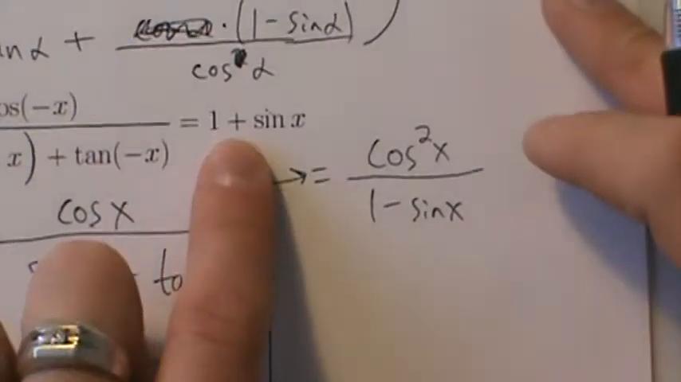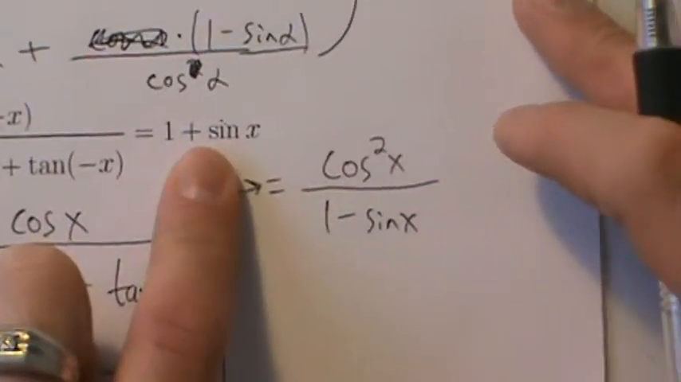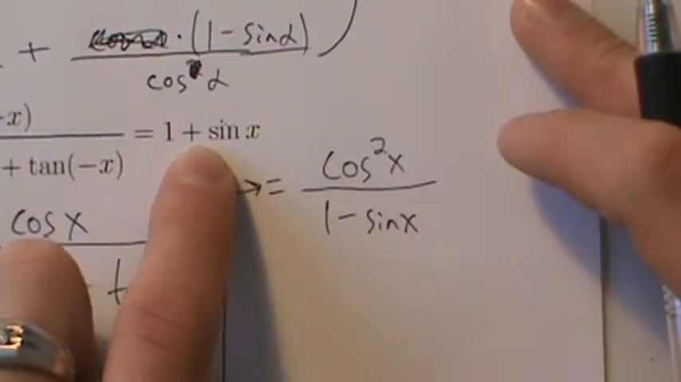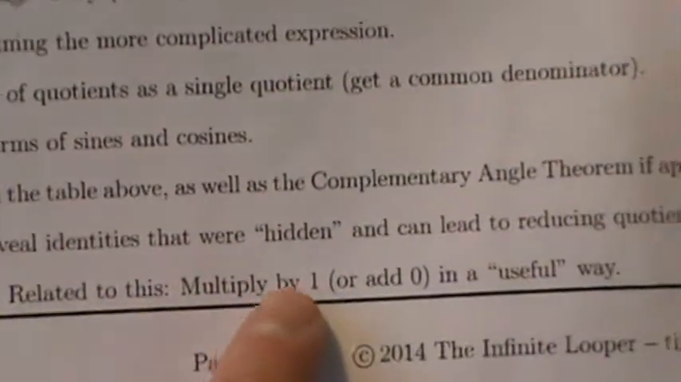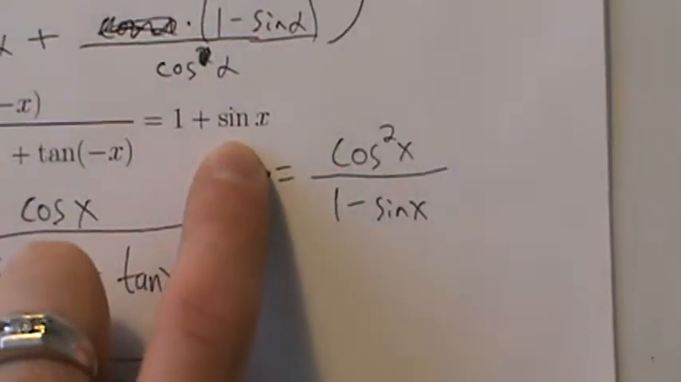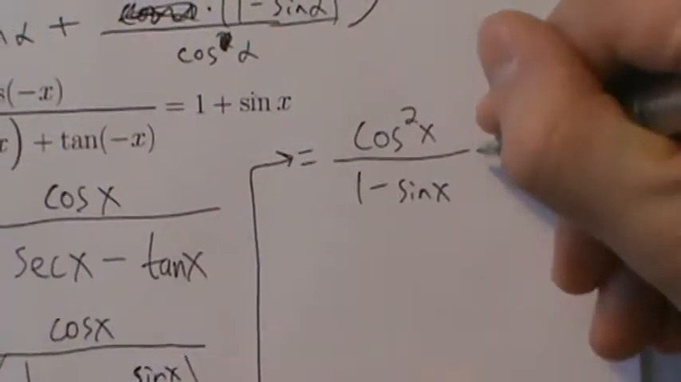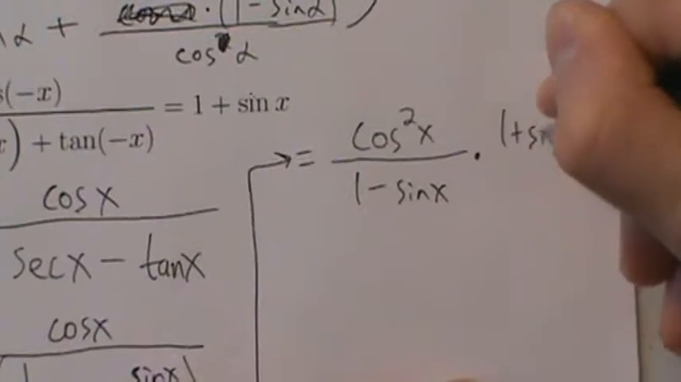What do I want? I want 1 plus sine of x, and that's all I want. So if that's what I want, let me put it in there. That's what we're doing in this step: keep your goal in mind, and multiply by 1 or add 0 in a useful way. What we want is 1 plus sine of x. So let me just toss that in there. So 1 plus sine of x.